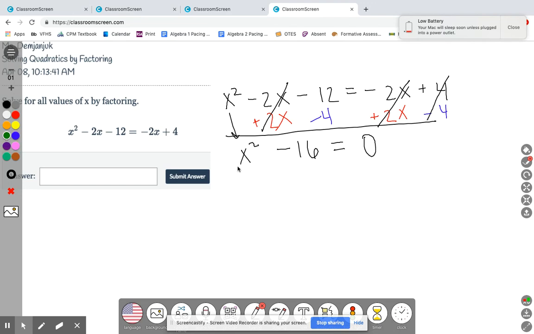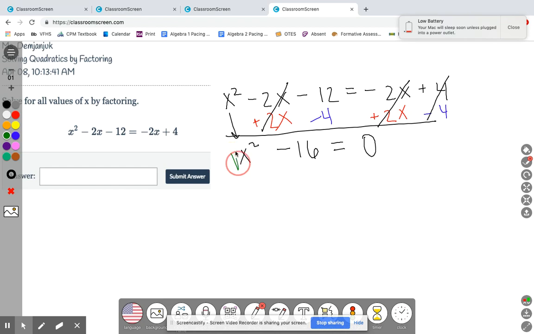Difference of squares has a couple things that you need to make sure in order to use it. First, this first piece has to be a perfect square. X squared is a perfect square. X times x equals x squared. Secondly, this last piece has to be a perfect square. 16 is a perfect square because 4 times 4 equals 16. And then the last thing that you need to make sure is that there is a negative sign in the middle right here because it's called difference of squares. It needs to be difference, subtraction, not an addition.